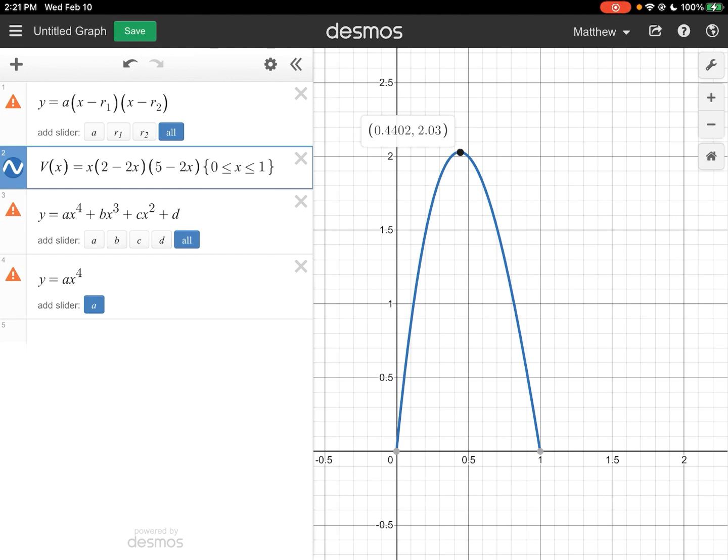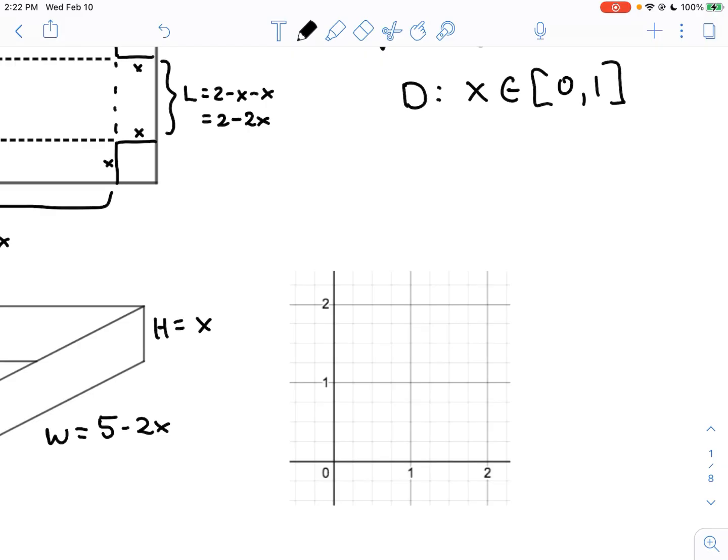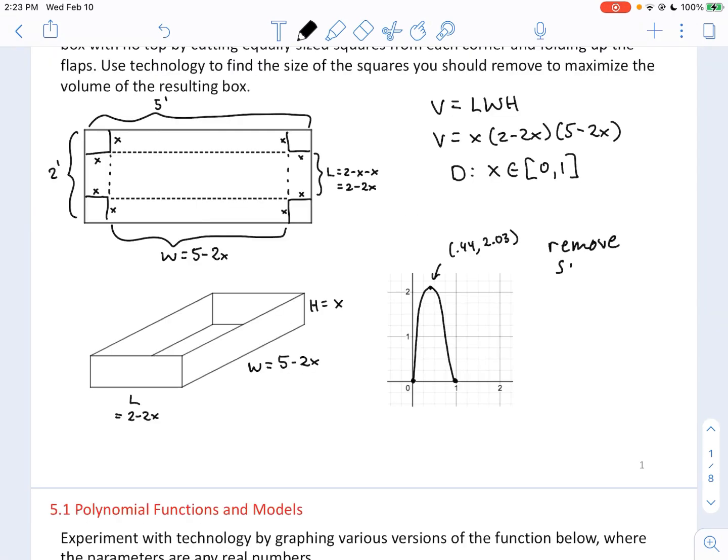Also notice that the graph to the naked eye looks like it's a parabola, but it's not a parabola because the symmetry isn't there. Notice that the vertex is not halfway between the x-intercepts. 0.44 and 2.03 is about there, and two x-intercepts at 0 and at 1. Remove squares that are 0.44 feet by 0.44 feet to get the max volume of 2.03 cubic feet.